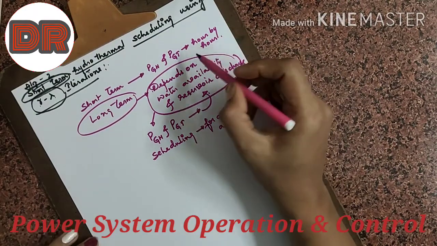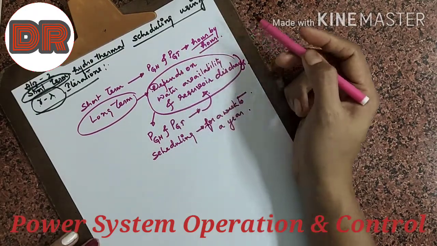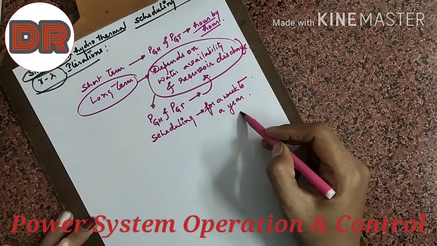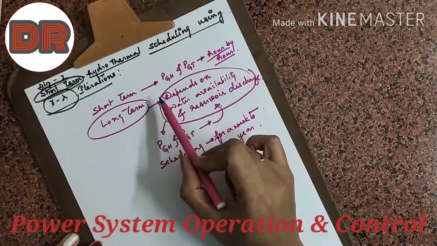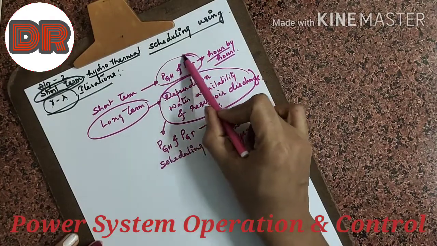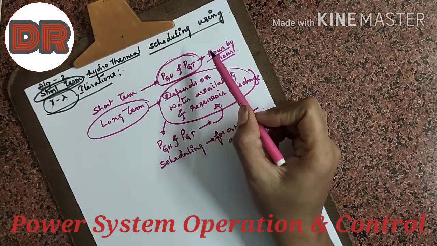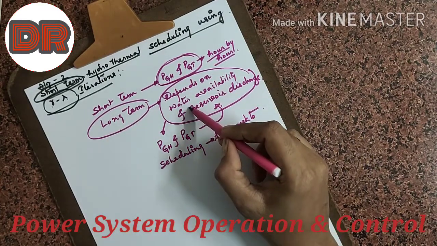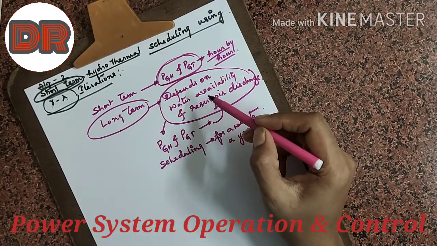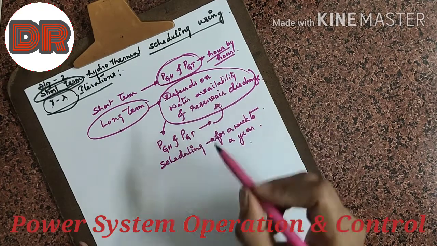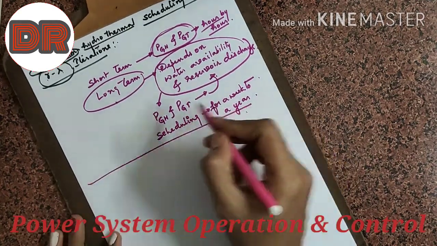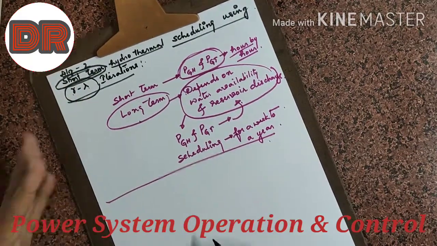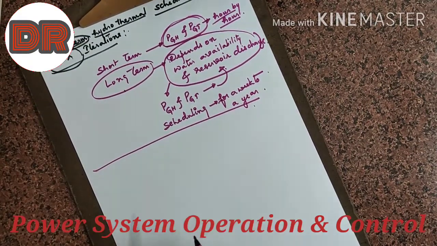So short term scheduling is hour by hour scheduling, and long term scheduling is for a week or for a year. Short term scheduling depends on the constraints of both the systems, that is hydro and thermal, whereas long term scheduling mainly depends on water availability, that is nothing but the constraint of the hydropower plant. So this is regarding the two terms. Now gamma and lambda iterations, when explaining the algorithm I will tell you what they are.